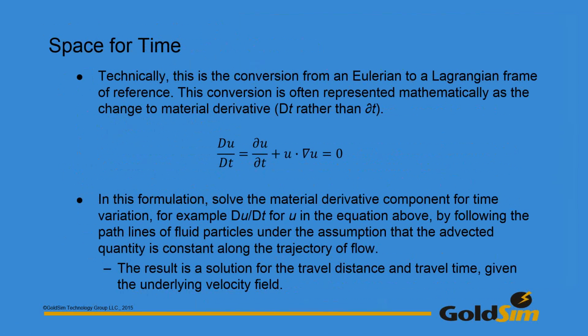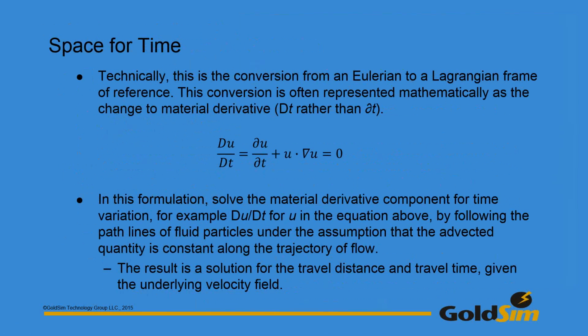While this seems like a fairly general and maybe very big simplification, it is one that's often used. If you want to get into the mathematics of this substitution, this is technically the conversion from an Eulerian to a Lagrangian frame of reference. This conversion is often represented mathematically with the change from the partial derivative to the material derivative. There's an example equation shown here, purely as an example, to highlight that this approach is used in more complex models and in complex three-dimensional models. The equation set shown is actually the self-advection of momentum, as would be used in a three-dimensional solution for the Navier-Stokes equations.